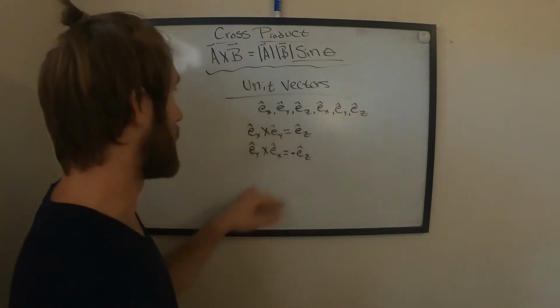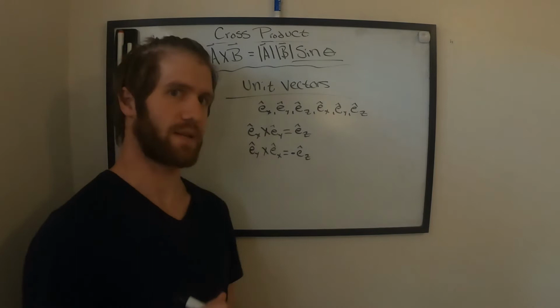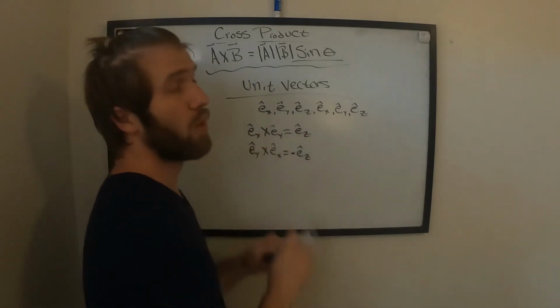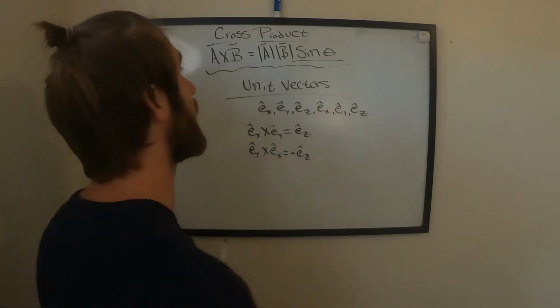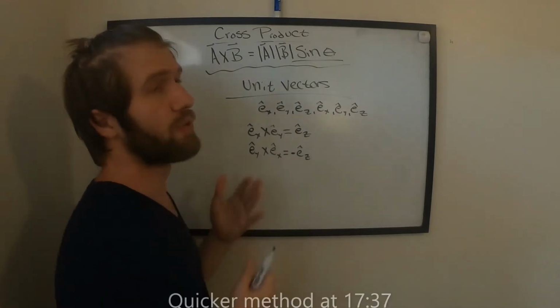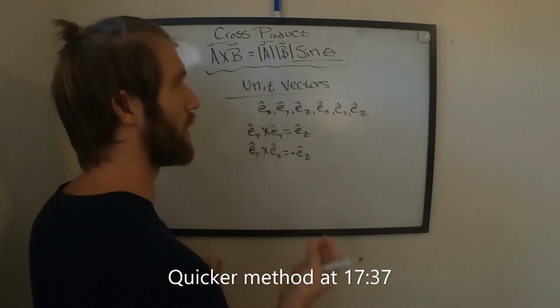So I'm not going to go through every single permutation, but I think you get the gist as to how to determine what your unit vectors are going to be. So let's get rid of this, and we're going to go through the formal algorithm the long way, and then I'll show you a quicker way to do it.